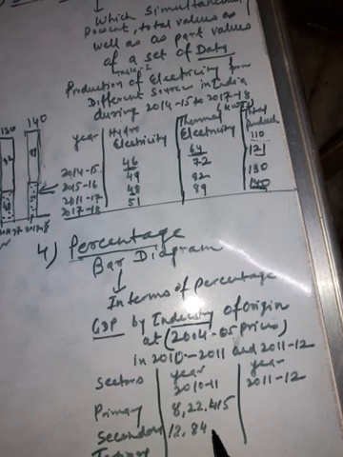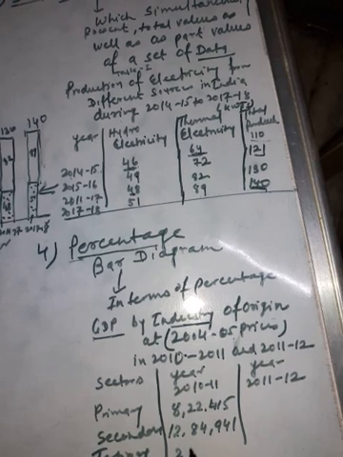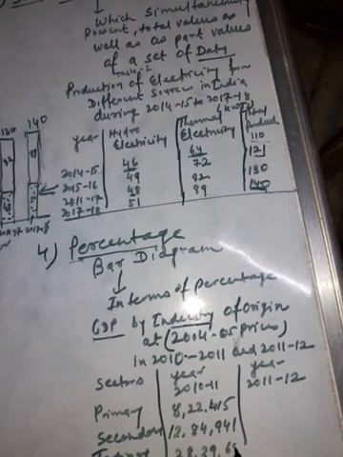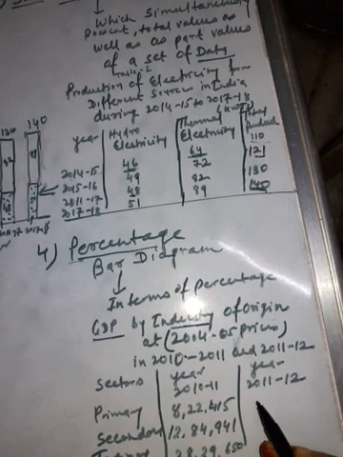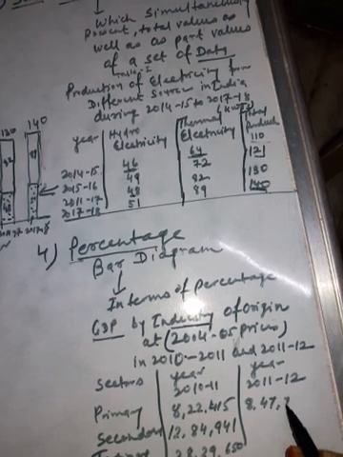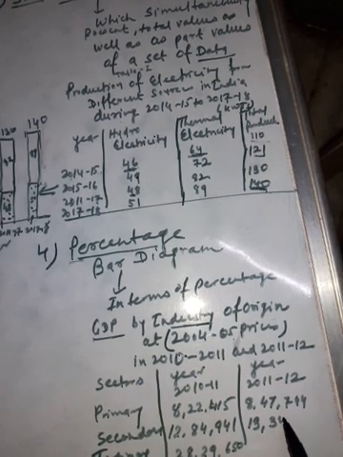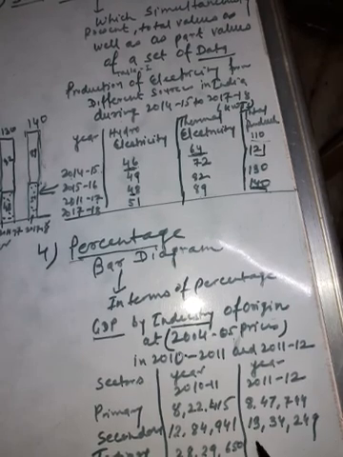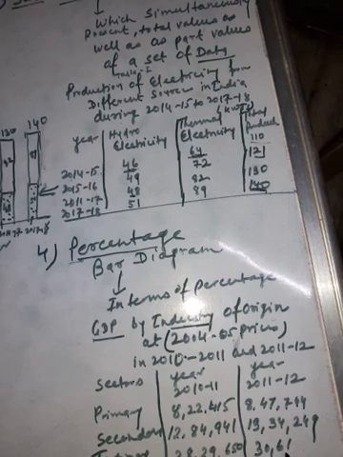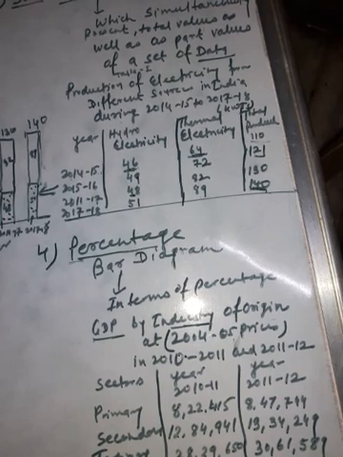Secondary is 12,84,941, again this is hypothetical data. And again tertiary is 28,029,650. And for 2011-12, that is 8,47,744, and then 13,34,249, and 30 lakhs 61,000, suppose 589. That is the data.